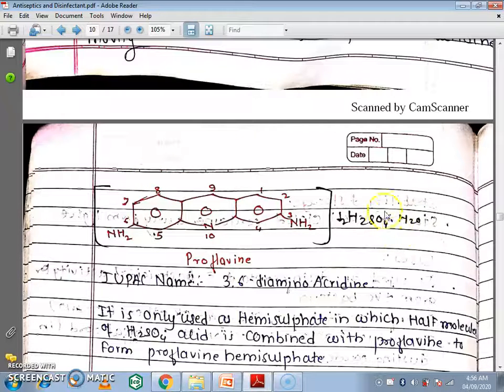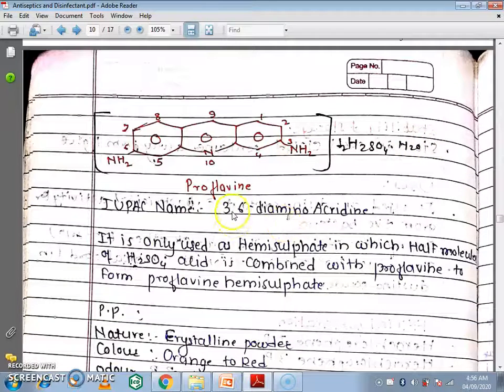It is acidic, so it shows half H2SO4 and a water molecule. The IUPAC name is 3,6-diaminoacridine. This is the 3, this is the 6, these are the 2 diamino groups, and this is the basic molecule, acridine. This is the IUPAC name of proflavin.